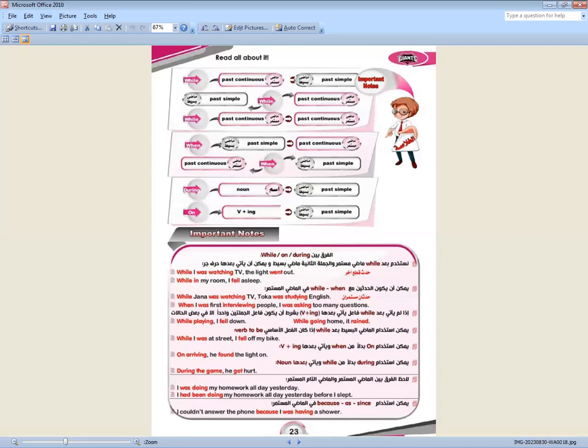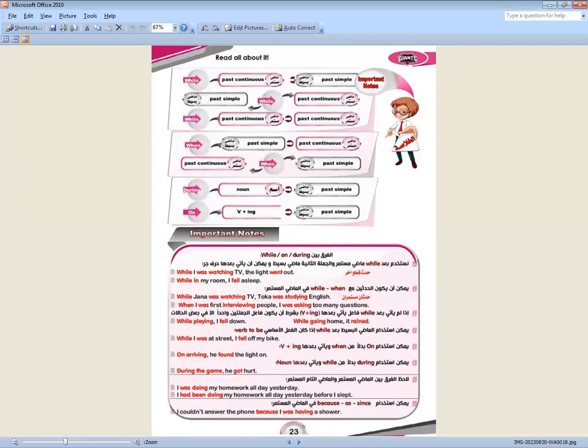We use while with the past continuous, and the other sentence is the past simple, and sometimes you can put a preposition with it. Like, while I was watching TV, the light went out. You can say, while in my room, I fell asleep. After that, you can use while and when with two actions happening at the same time, not while only. You can use also when. While Jenna was watching TV, Toa was studying English. When I was first interviewing people, I was asking too many questions.